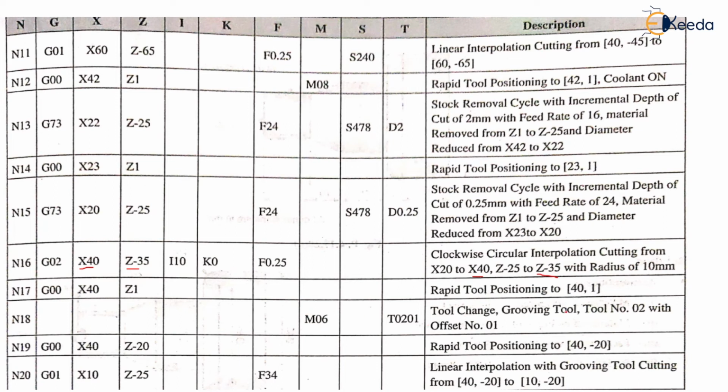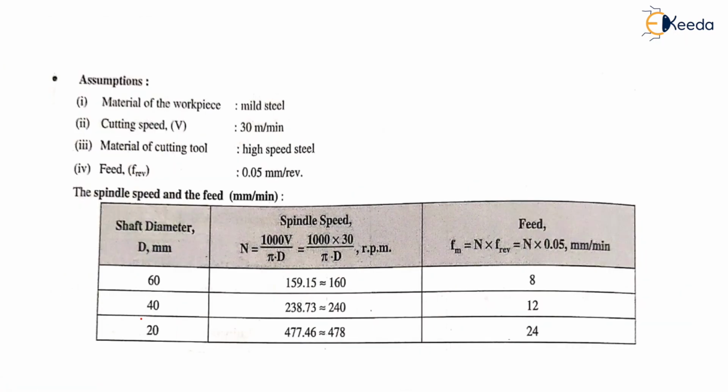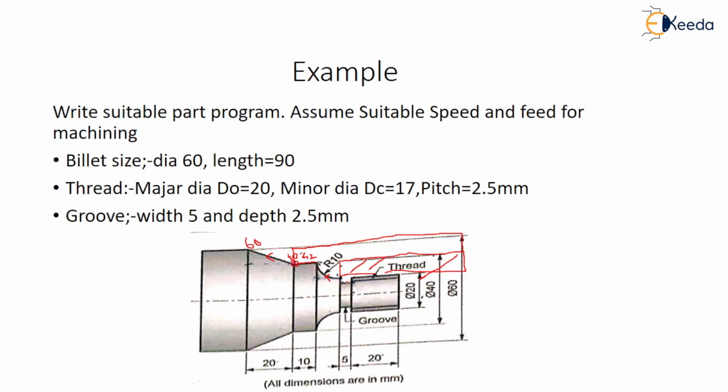grooving tool. Now the grooving tool is changed, tool number 2 with offset number 1. So X40 Z minus 20, rapid positioning to 40, minus 20, X10 Z minus 25, F34. So linear interpolation with the grooving tool, cutting from 40, minus 20 to 10, minus 20. In the grooving tool we are doing only linear interpolation, so it can give very low feed rate. It has very good strength, so it will insert in the particular object. So now we are doing the grooving from here.